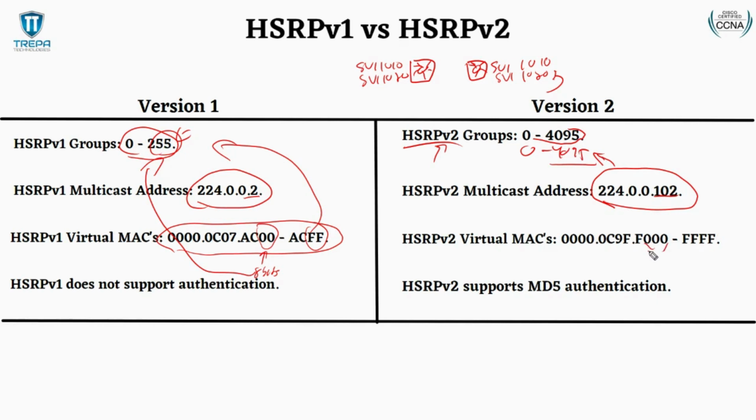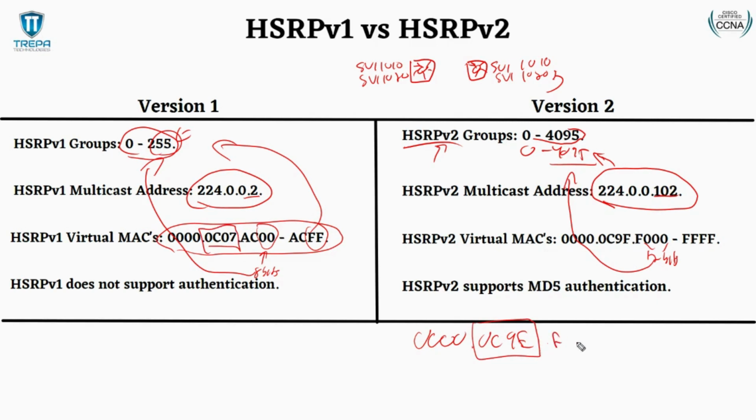3 hexadecimal digits is 12 bits, and 12 bits, right, we do our powers of 2, equals 4095. Crazy. So that means if we're looking at this virtual MAC address here, 0C9F, we know just from this middle segment, it's version 2, right? You can see the differences there.